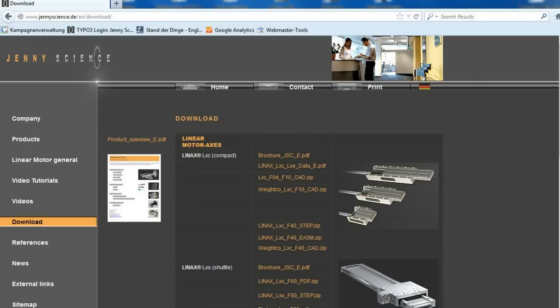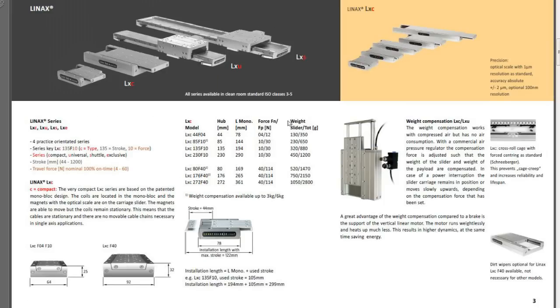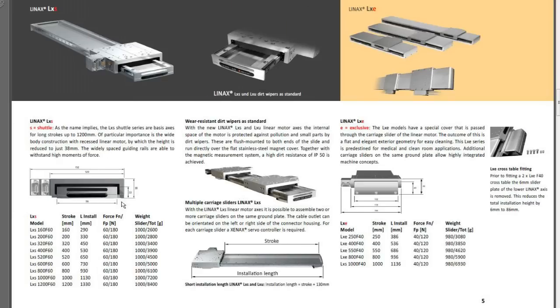You can find the weight of each linear motor in grams on our website, for example under downloads in the Yeni Science brochure. Each series has a chart where all models are listed with the weight of the carriage slider and the total weight.